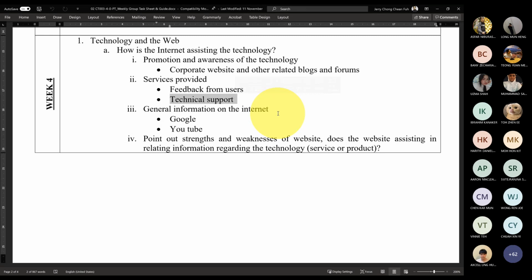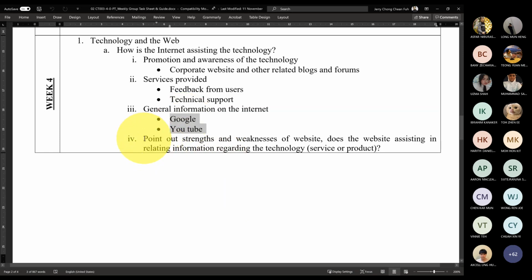So that's what this whole week's task for technology and the web is. You keep going back to see whether the internet and online platforms and websites really help the technology or not. The third one is general information on the internet. You can check on Google to see how much information is there, and also check through YouTube as well. What kind of videos are available in relation to your technology? Again, are they reliable? Are they providing clear information about your technology? So you need to show whether this general information exists or not.